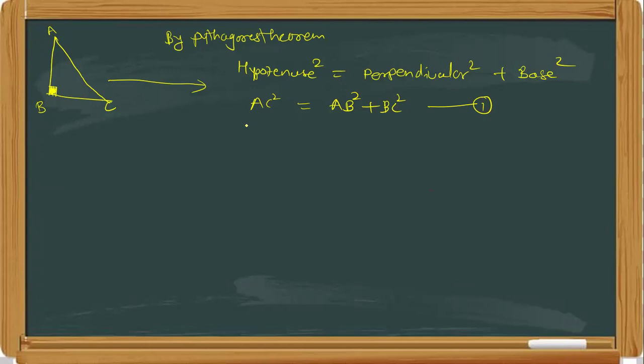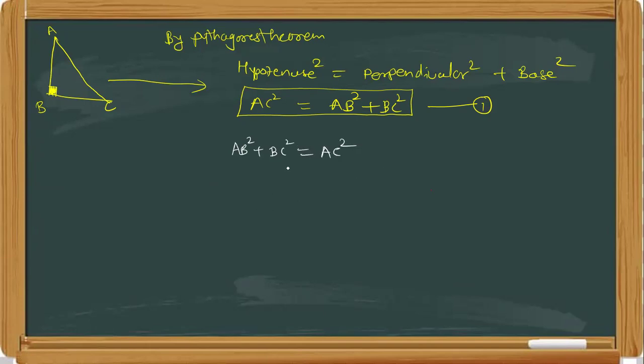Can it be useful? Yes, we have to find the side. If a missing side is given, then we can find it by getting two values. Now see, this is equation one. Now I'm rewriting this equation again. So it is AB square plus BC square is equal to AC square.